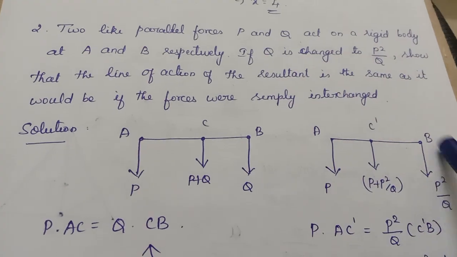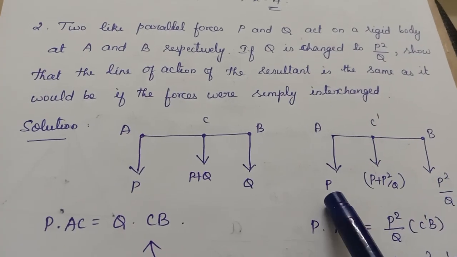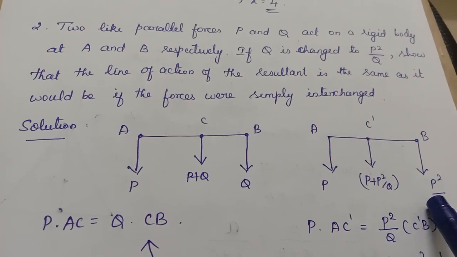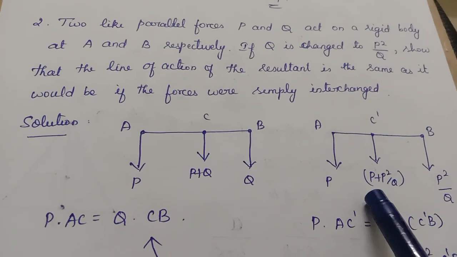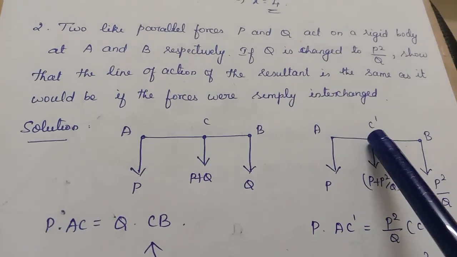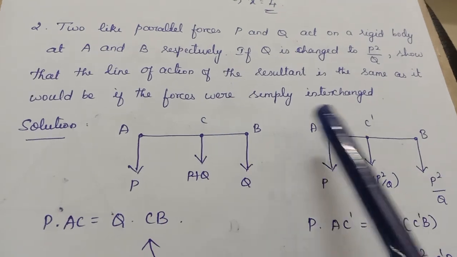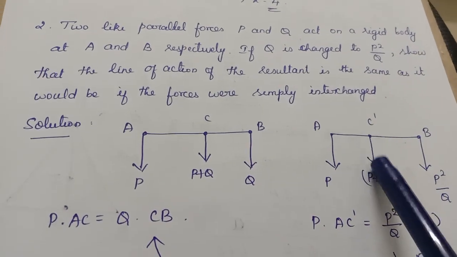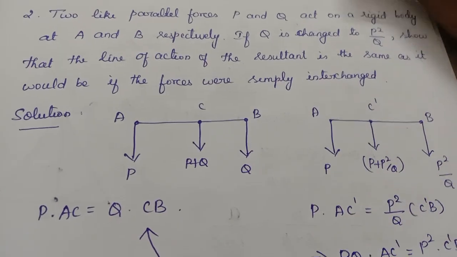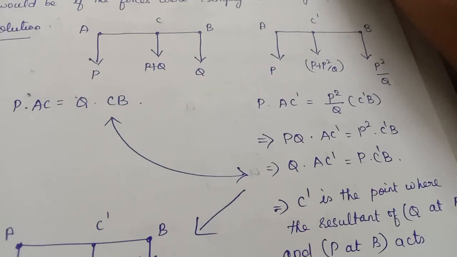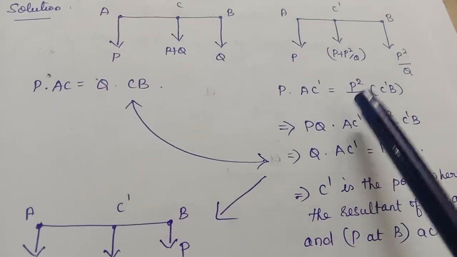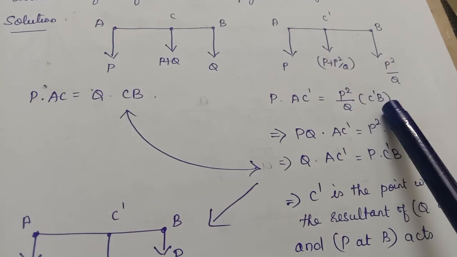We want to find the resultant in this case. See, this is force P and this is force P square by Q. So their resultant will be what? P plus P square by Q. It will be acting at some point. Already I have taken C here, so let me take C dash. So this resultant will be acting at some point C dash such that P into AC dash is equal to P square by Q into C dash B.